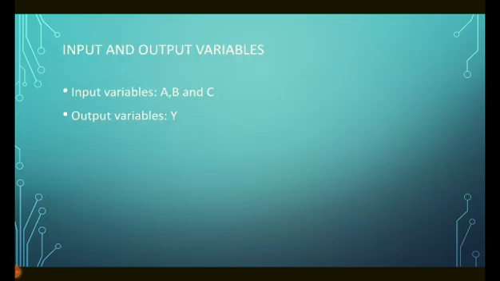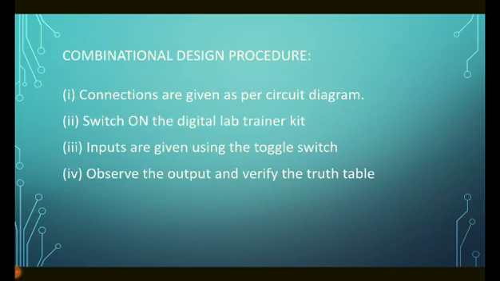Input and output variables. Input variables: here we have 3 inputs in total, A, B and C. Output variable: there is only one output variable, that is Y. Combinational design procedure: connections are given as per the circuit design. Switch on the lab trainer kit. Inputs are given using the toggle switch. Observe the output and verify the truth table.